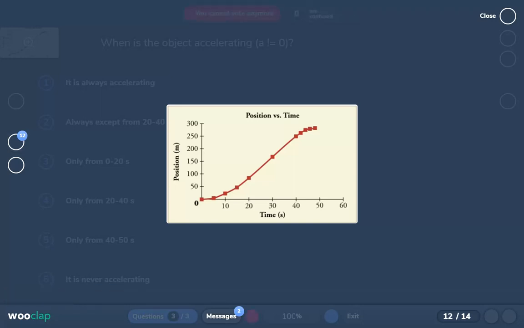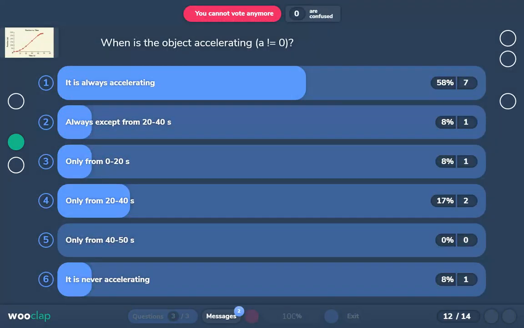All right, let's look at what the 12 people said. The majority said it's always accelerating. That's incorrect. We had one person who said always except for from 20 to 40 seconds. That person was the correct one. Okay, and then we had some other answers here. So let's talk about this.